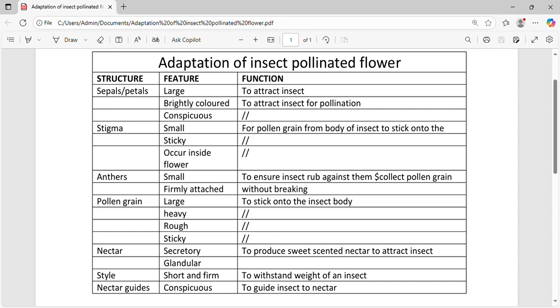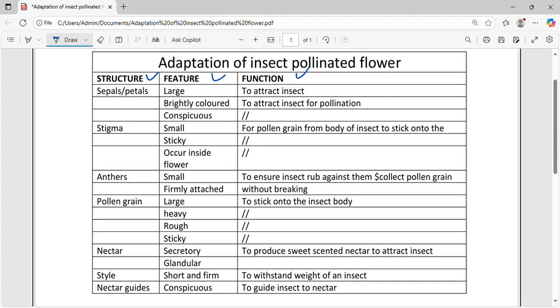When you are asked such an essay in the exam, there is an objective of the question. Essays on adaptations have three features or three objectives. Number one, you have to say the structure. Number two, the feature. And number three, the function. So the examiner wants to see the structure, the feature, and the function. You have to indicate them. They must be clear. So let's start one by one.